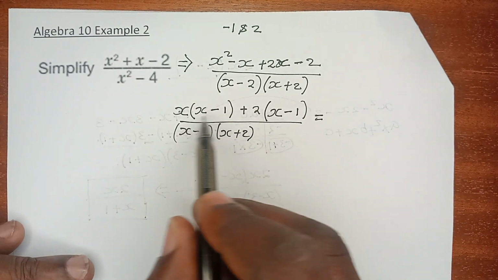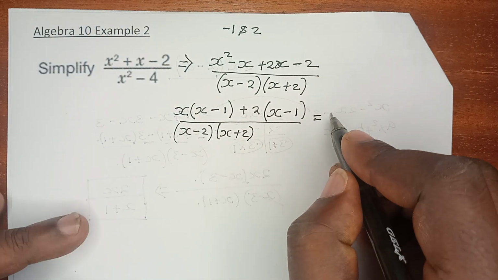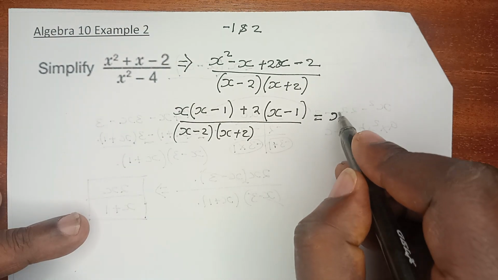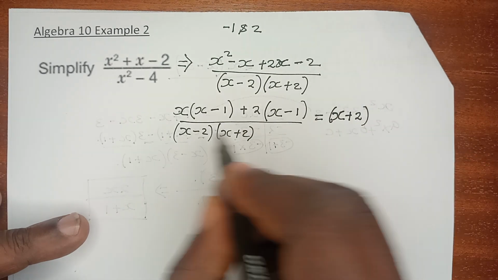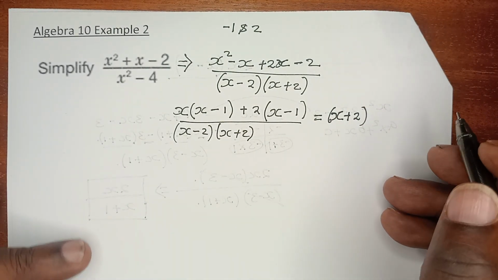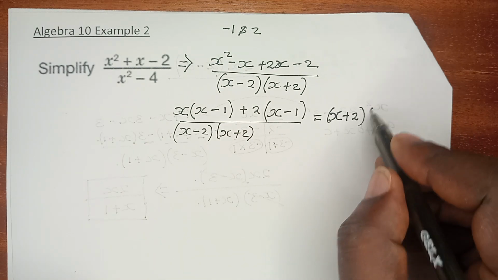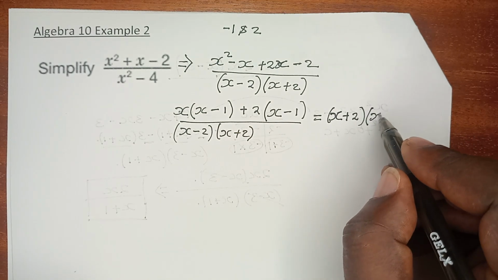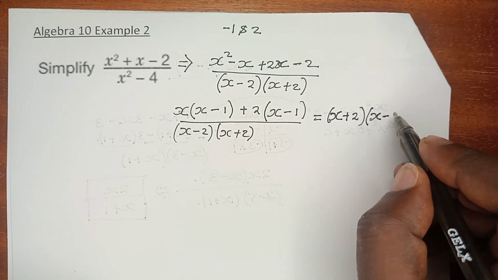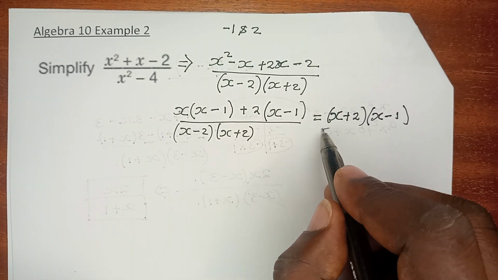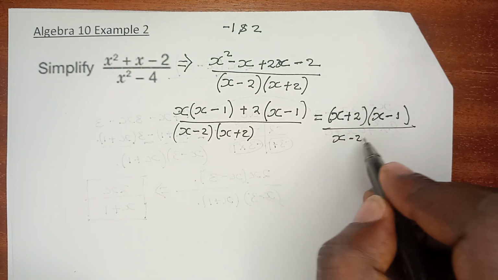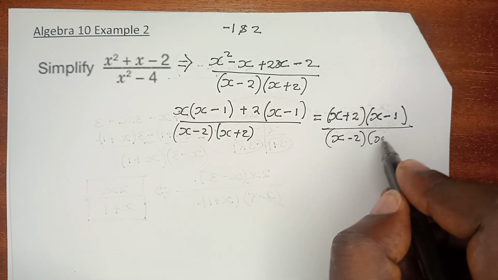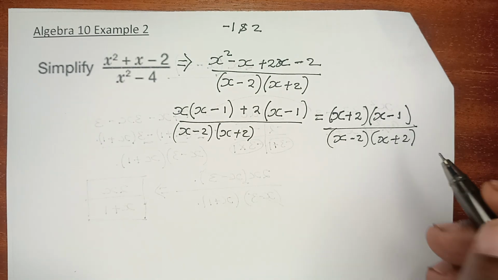If we take the terms that are outside the bracket, both of them will form a bracket of their own, which is x plus 2. And then the common bracket appears only once, and we write it as x minus 1, and there we are. That is the numerator. The denominator still remains x minus 2, x plus 2.